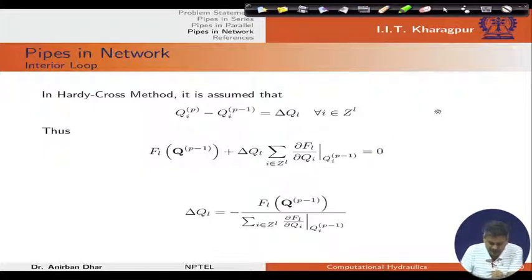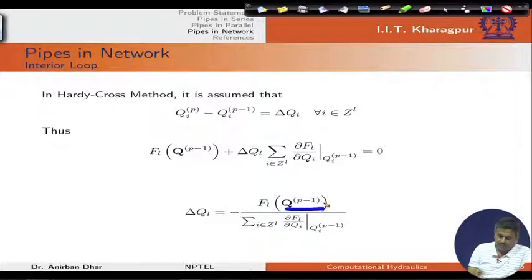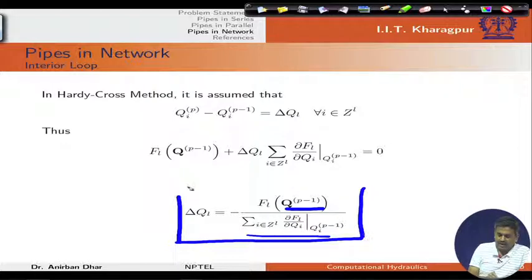So, with that, del QL is nothing but FL Q P minus 1, and this is a summation over all pipes connected in a particular loop, and this increment or change is applicable for the Lth loop only.